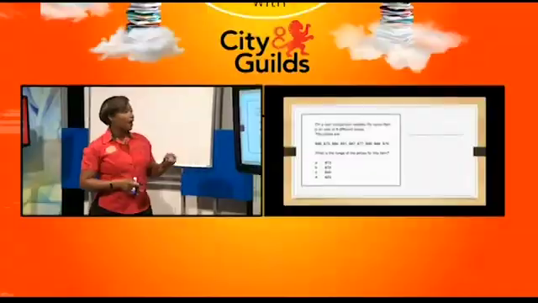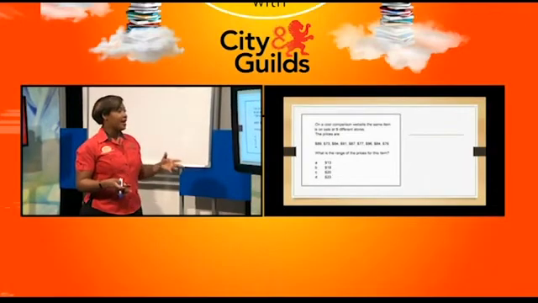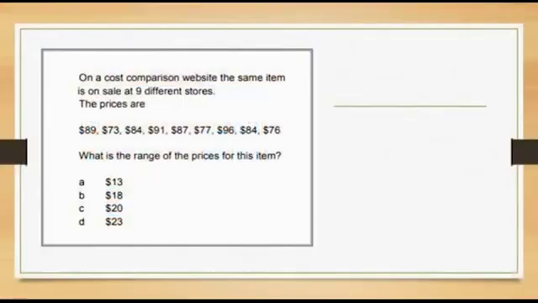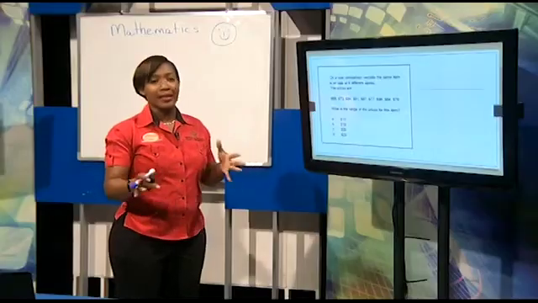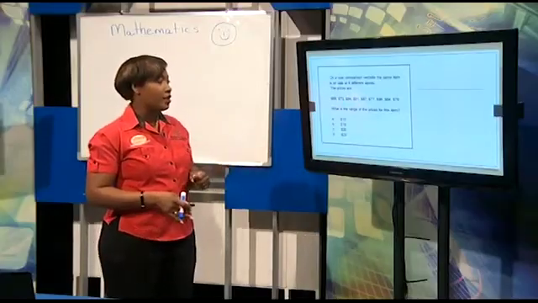Now we're going to look at another question as it pertains to range. On a cost comparison website, the same item is on sale at 9 different stores. The prices are, so let's put in a little more scenario for you. Let's say you want some new gadget, and your mom wants you to figure out the range. What's the difference in prices that you may see on the internet?